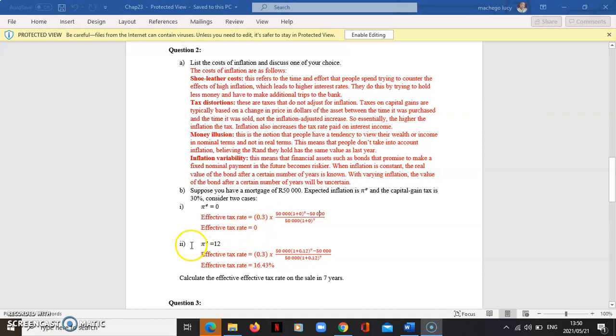Moving on to case 2, which is pi to the power of e equals 12. The effective rate is going to be 30%, which is 0.3, multiplied by the mortgage bond of 50,000 rand into 1 plus 12 to the power of 7 minus 50,000, all over 50,000 into 1 plus 12 to the power of 7. And the effective rate is going to be 16.43%.